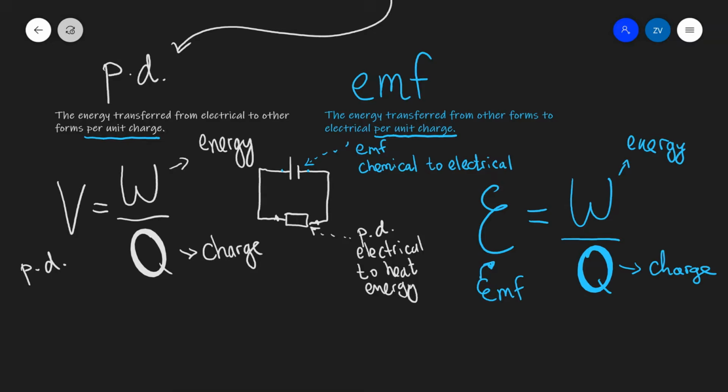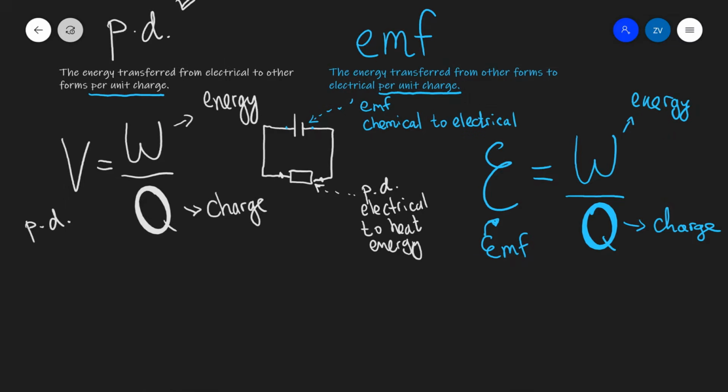Both of these equations indicate that our quantities are going to be measured with the same units. For instance, the unit for the potential difference or voltage is of course the volt, which is given V. For EMF, we're going to use exactly the same unit, which is the volt, once again given V. So both quantities are measured with the same unit.